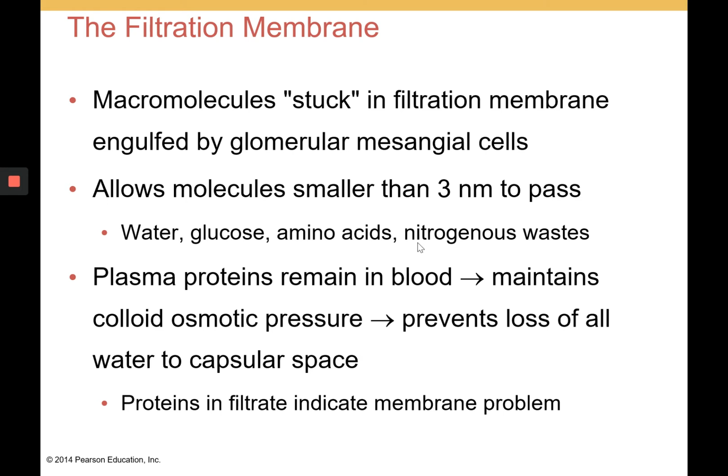Those plasma proteins remain in the glomerulus, but they're used to maintain colloid oncotic or osmotic pressure, which is a pressure that is different than the hydrostatic pressure. It's a pulling pressure, whereas hydrostatic pressure was a pushing pressure. This colloid osmotic pressure that is maintained by plasma proteins like albumin prevents the loss of all water from the glomerular capillaries. And proteins in the filtrate would be an indicator of some type of problem with your filtration membrane, because plasma proteins in general should never leave the glomerulus or end up in your capsular space.